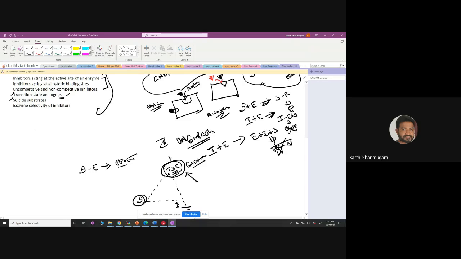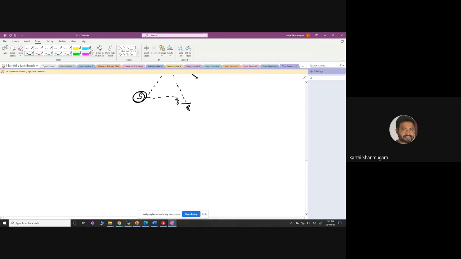So what is meant by suicide substrate? We cannot expect any essay type question out of suicide substrate. So what is suicide substrate? Initially the drug molecule will be in its inactive form. I'll go for a small illustration here. Say, for example, this is the drug molecule, the inhibitor, which is in its inactive form.